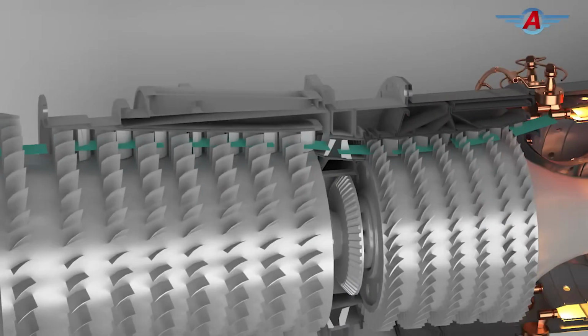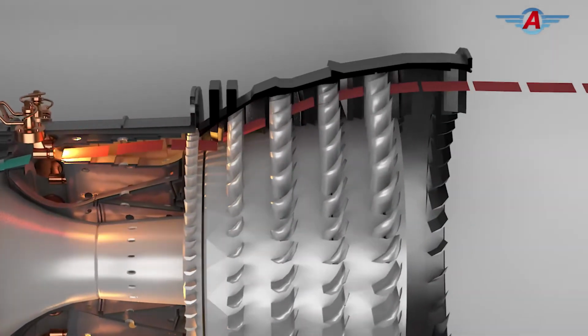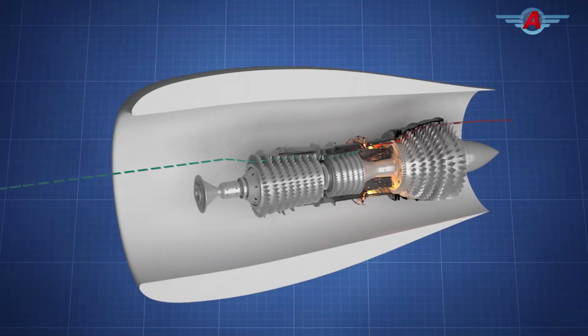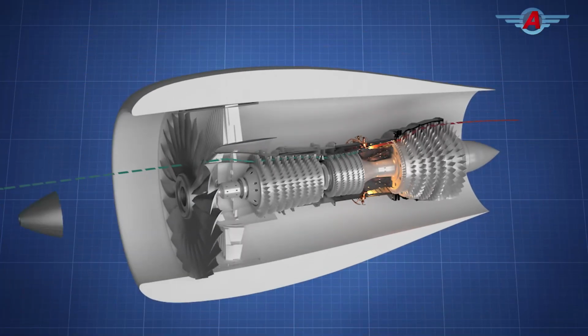The low pressure blades are longer, as this low speed helps to reduce the centrifugal stress induced at the root. Some modern aircraft even use three-stage engines, like the example we see here.